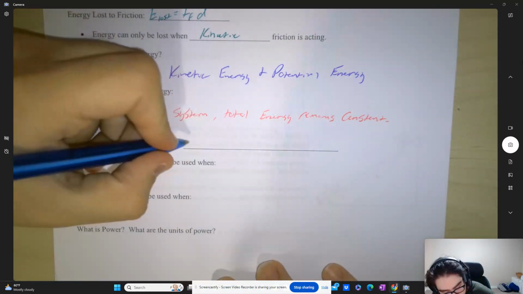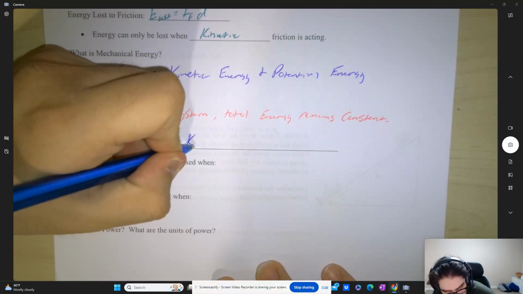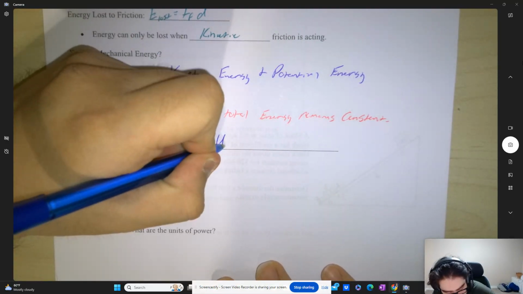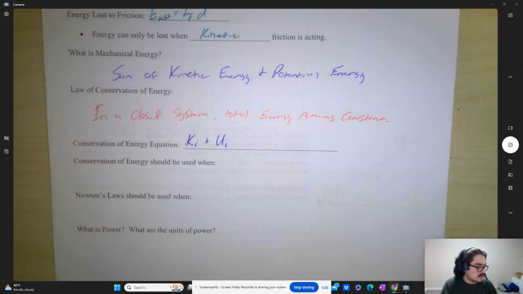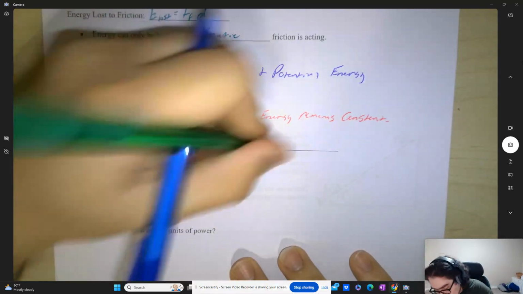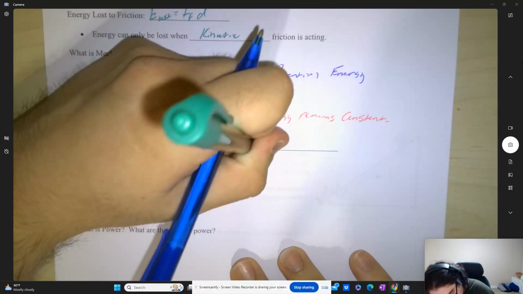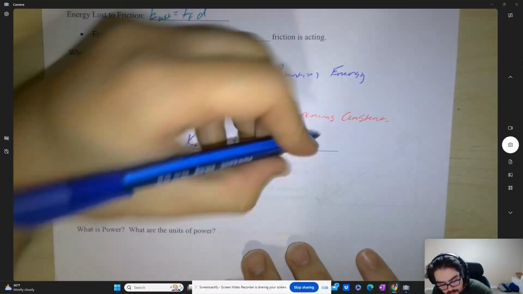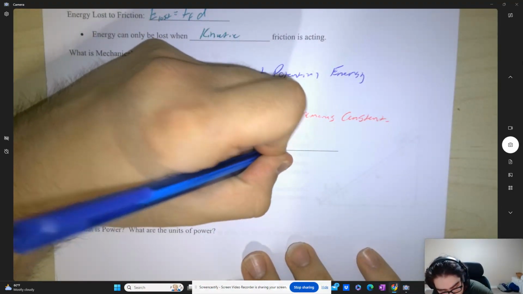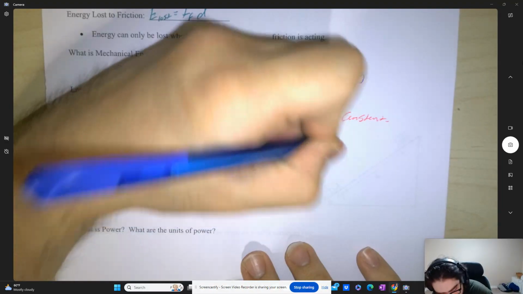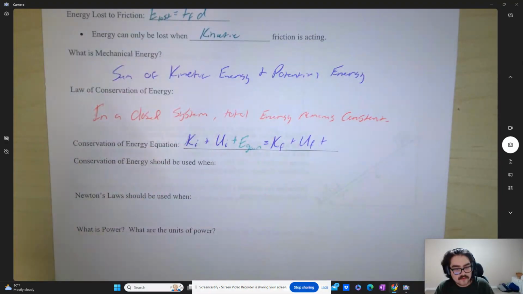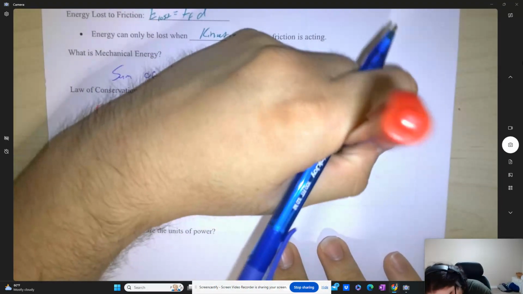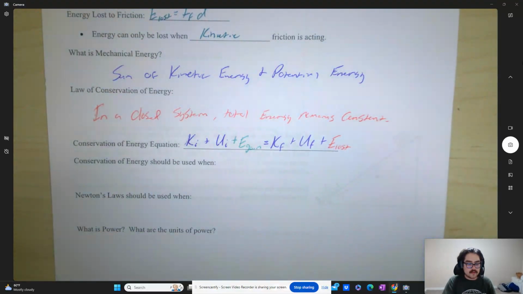So what we can say is that any kinetic energy we initially have, plus any potential energy we initially have, plus any energy that we gain along the way, needs to be equal to the final amount of kinetic energy plus the final amount of potential energy plus whatever energy we lose along the way. So everything should balance out at the end of the day.